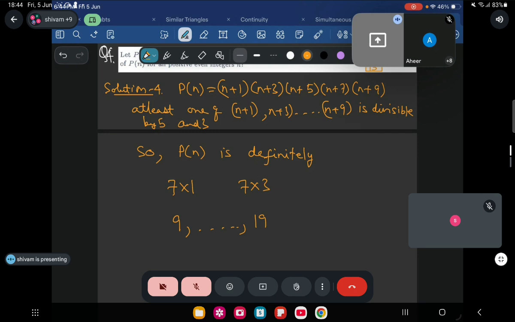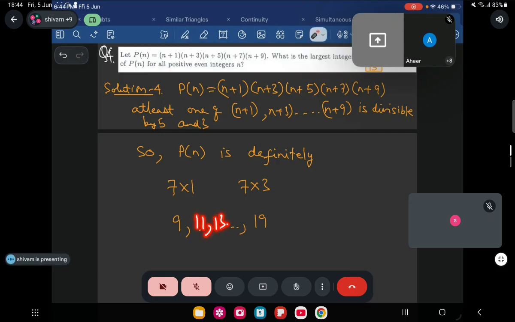How is it 10? No, it's not 10. Sir, I think you didn't take 20. There are how many odd natural numbers? 9, 11, 13... 6, right?